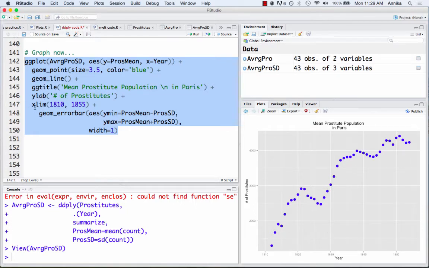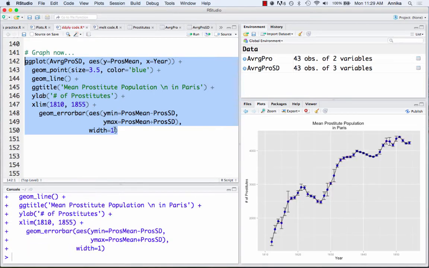And then we're going to change the x-axis limits to be going from 1810 to 1855. And then adding on those error bars. So running this, we now have error bars on each of these points that more accurately represents the range of data for each year. And this is really useful to know because when you're looking at the trend here, we can see, all right, these points pretty accurately represent the trend here.